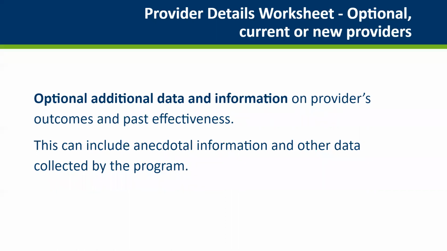And so there is an optional place on this worksheet where you can add that data if you would like to. So if you have some data that you've gathered somewhat more informally in your program, or that doesn't align specifically to those WIOA indicators, but you feel reflects the success of your programming, please do include that information in this section. If you don't have anything to include there, that's also okay. This section is optional, and it can be filled in either by current providers or new providers.